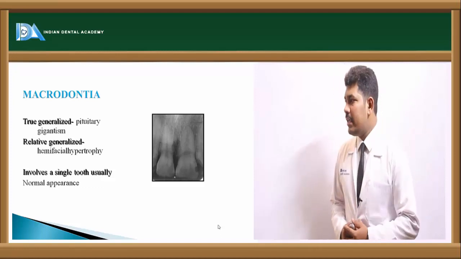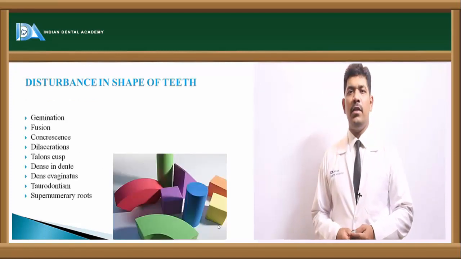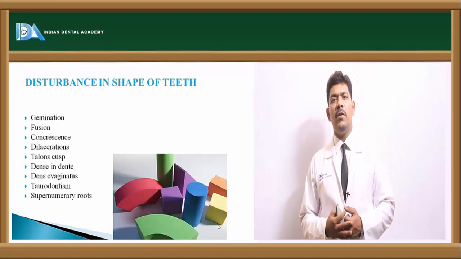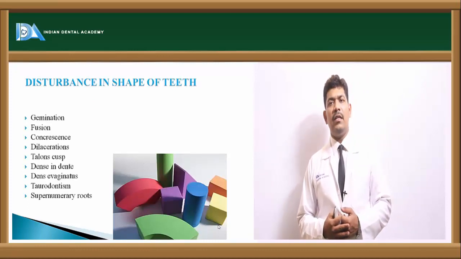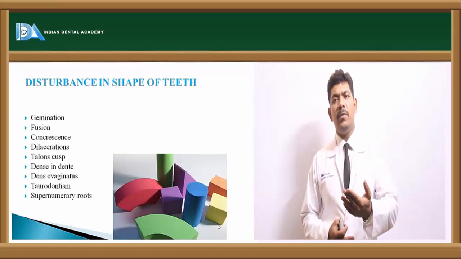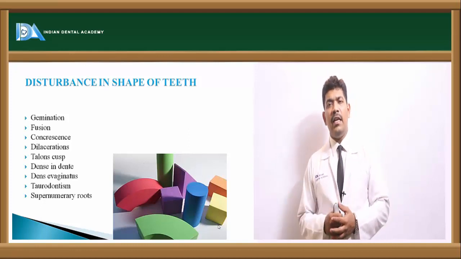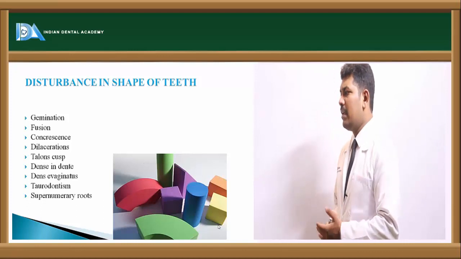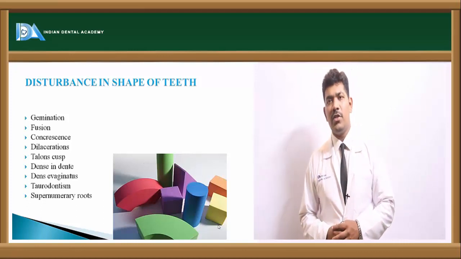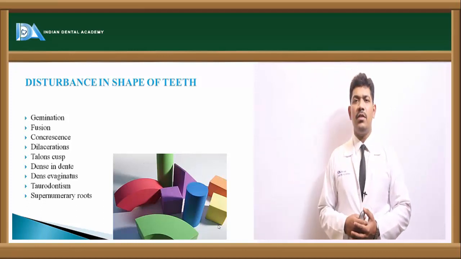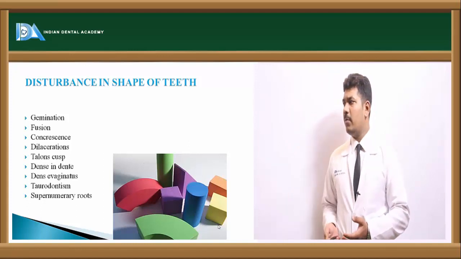Now moving on to the disturbances in the shape of the teeth, which is the most common anomaly we come across, which the general population is more affected with than any other kind of anomalies, wherein we have a spectrum of disturbances in the shape of the teeth, which we'll be talking about right now.